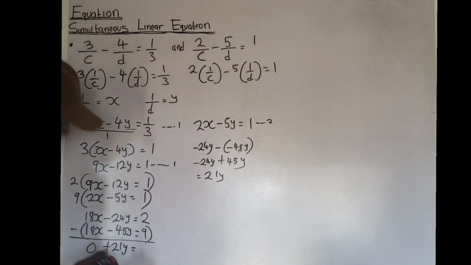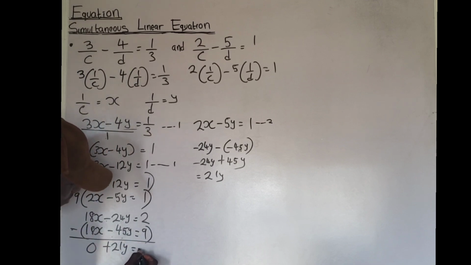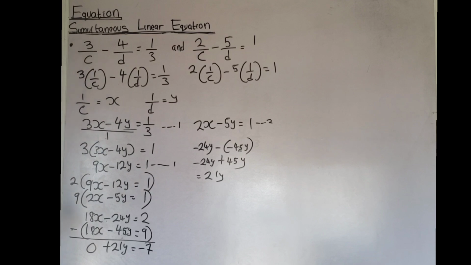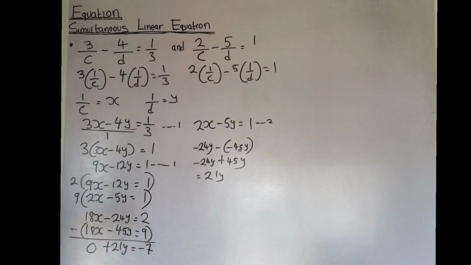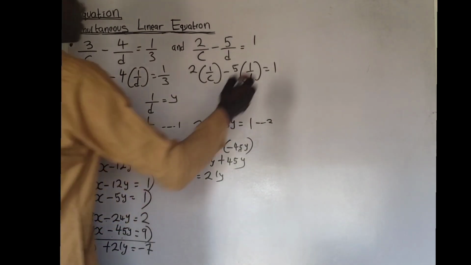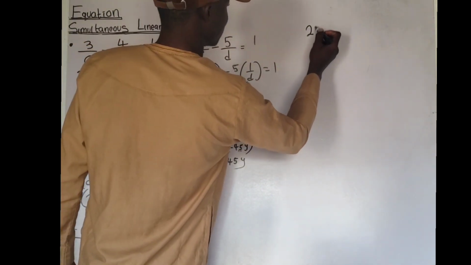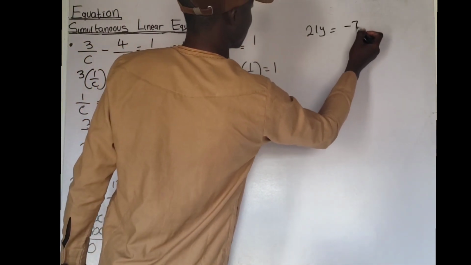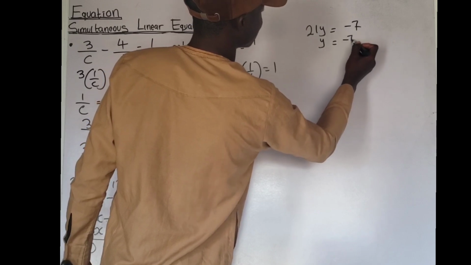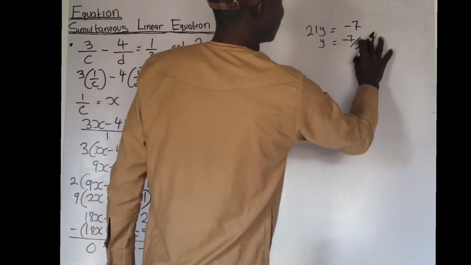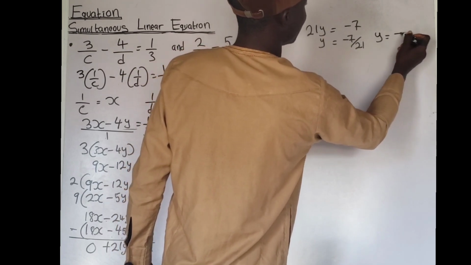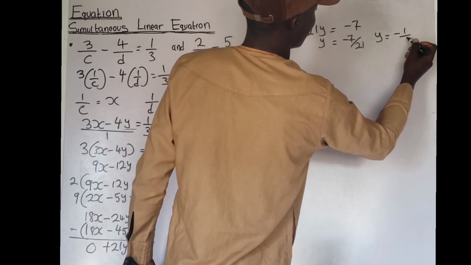That will give me what? Negative 7. Do you understand? Now, I can divide both sides by 21 to get the value of y. Don't forget that what I have here is 21y equals negative 7. So y equals negative 7 over 21, which I can reduce. So y equals negative 1 over 3.